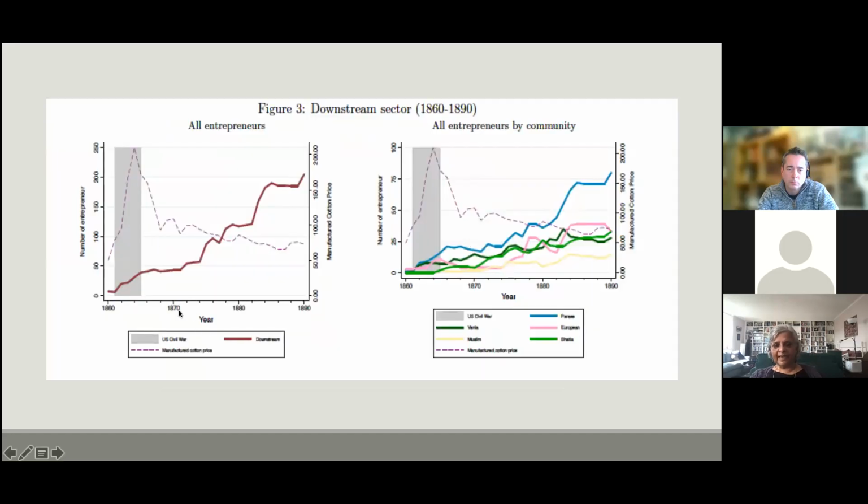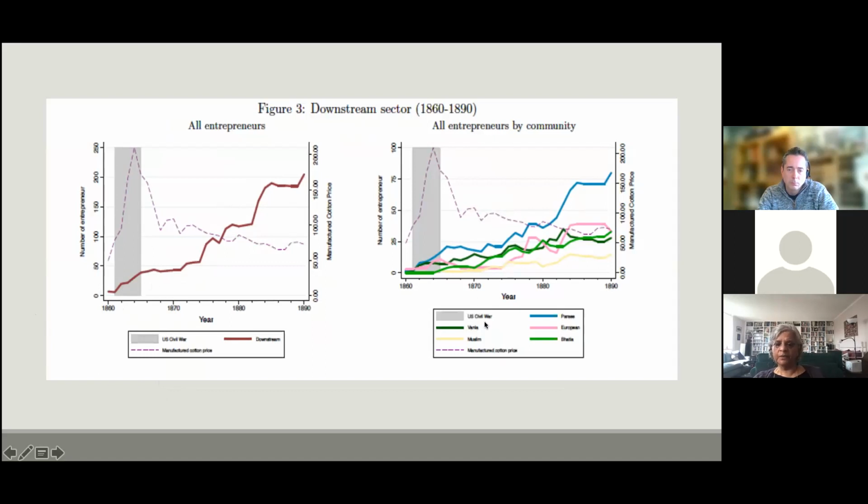When we look at the entry patterns, this is all the entrepreneurs, how they are observed at the point of entry. This is the Civil War years. And you can see that there's a strong growth in the number of entrants between 1860 and 1890.